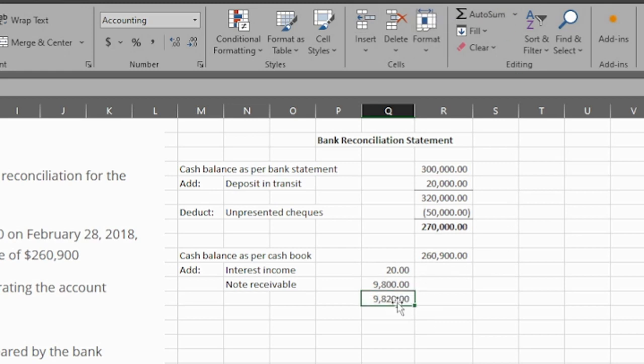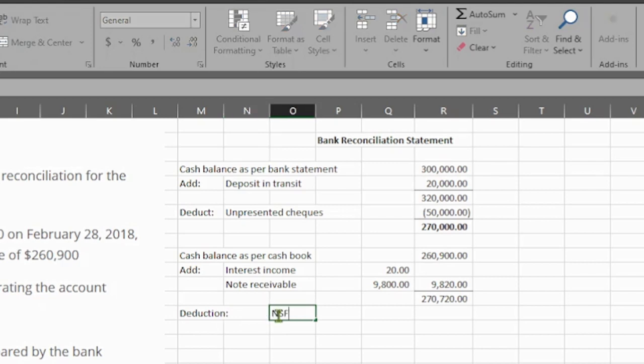So let me just grab this side. I need to add this and then sum this. Then there are some deductions that the bank has made that we are not aware of, like the NSF. So the NSF comes first.